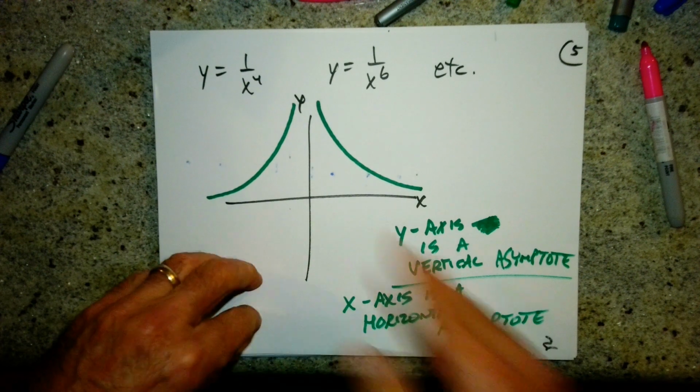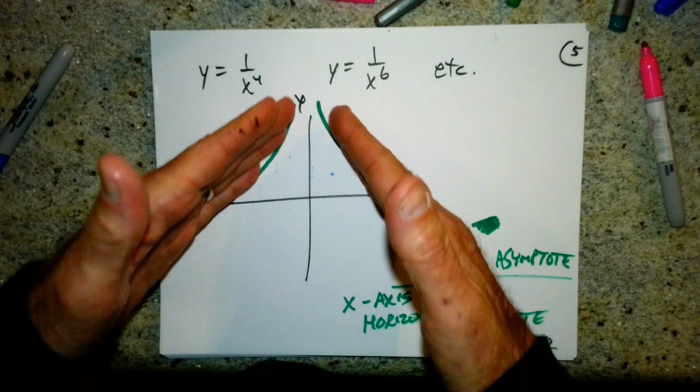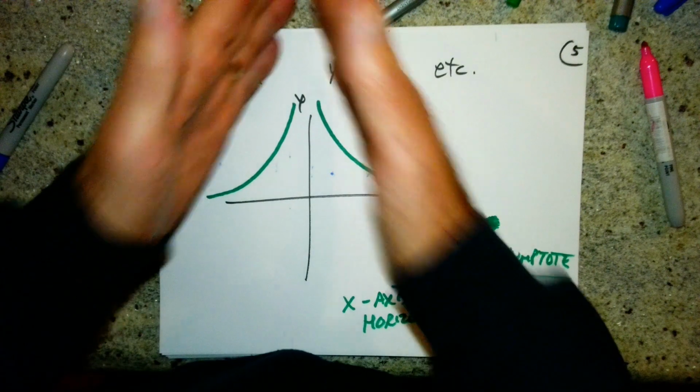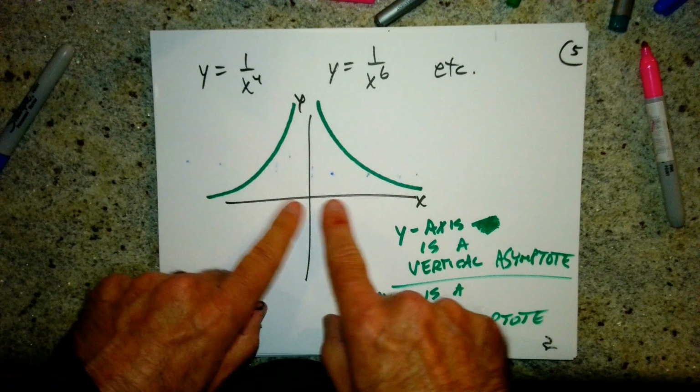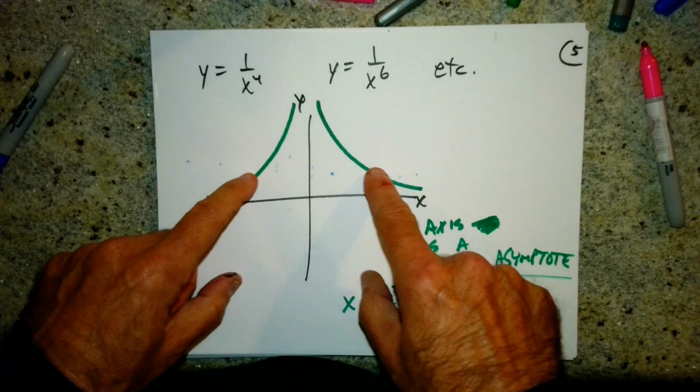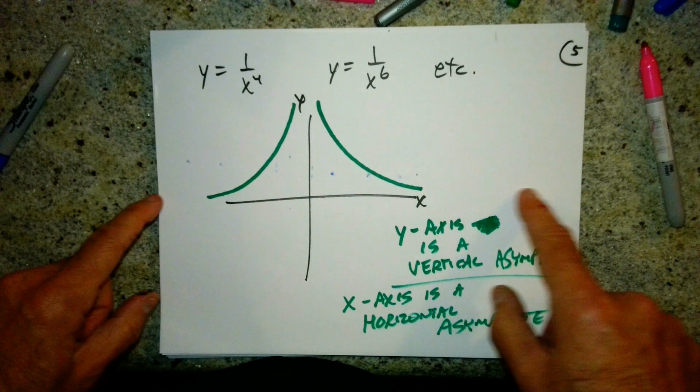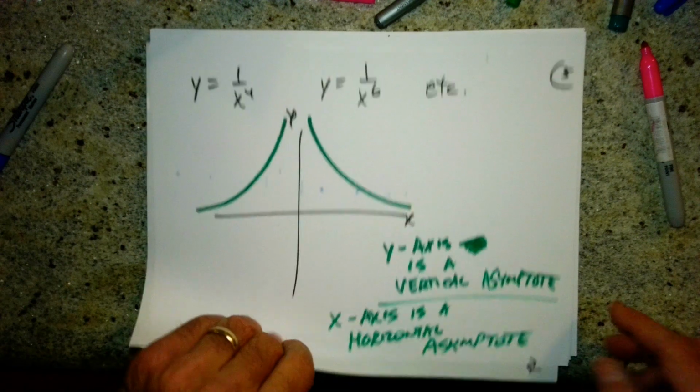Okay. The y-axis is a vertical asymptote, which means if you draw with your pen, you get closer and closer to the y-axis, but you never actually touch it. The x-axis is a horizontal asymptote, so as x gets bigger to the left or right, your pen comes down and it gets closer and closer to the x-axis, but never actually touches it.